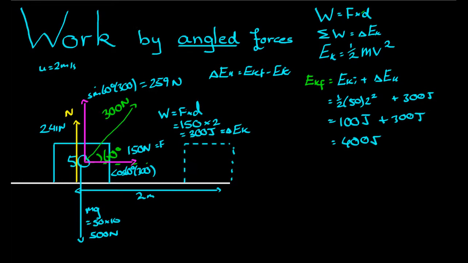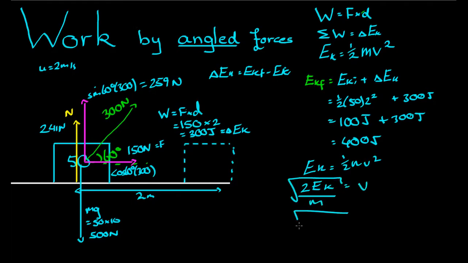So that final kinetic energy we know is equal to 1/2 mv squared. Getting v by itself, v equals the square root of 2 EK on m. We get the square root of 2 times 400 divided by 50. That equals 2 times 400, 800 divided by 50, the square root of 16, or 4 meters per second.